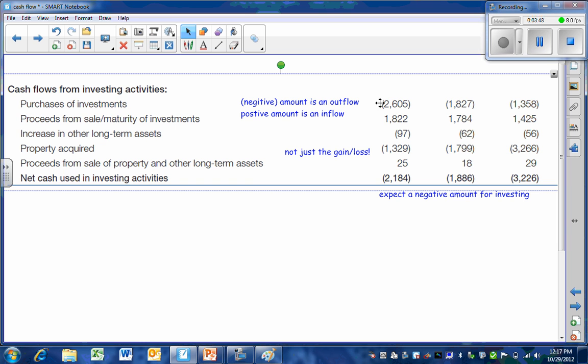We total up all of our line items, and in the investing activity area, we expect a negative amount. We expect to be taking excess cash from operating activities, making investments in long-term assets that will help our business grow.